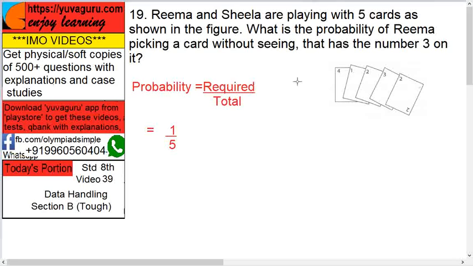So what are the favorable outcomes? We want 3. How many 3 are there in these 5 cards? Only 1. So required is 1 and total is 5. So 1 upon 5 is the answer. Either 1 upon 5 or 0.2, whatever is given in the exam.